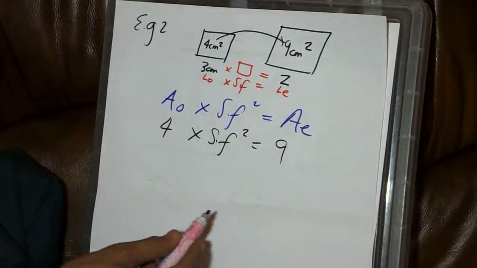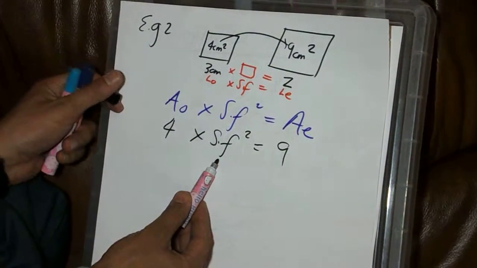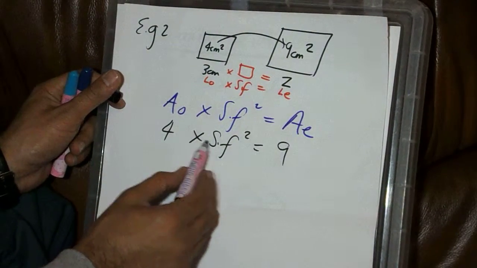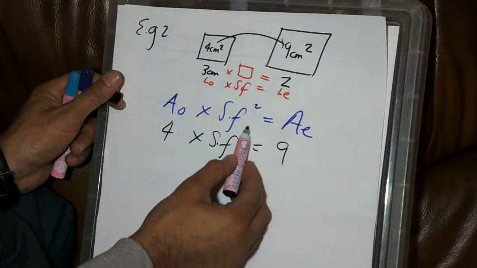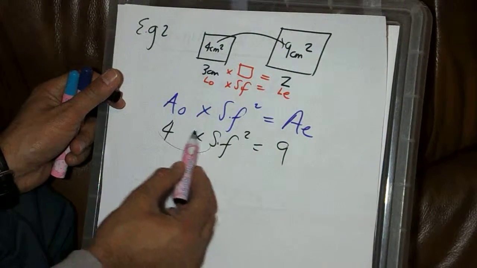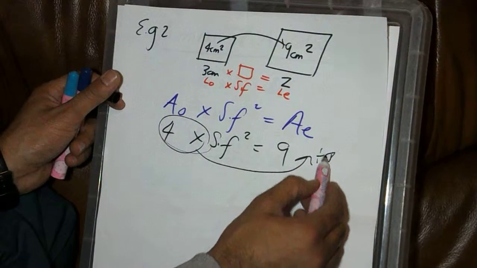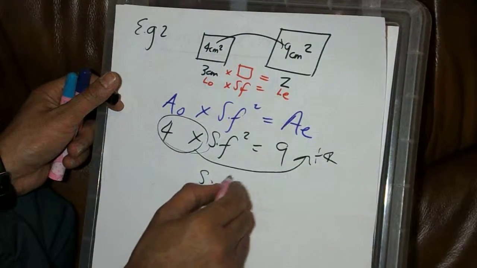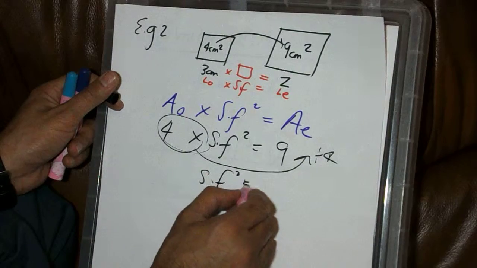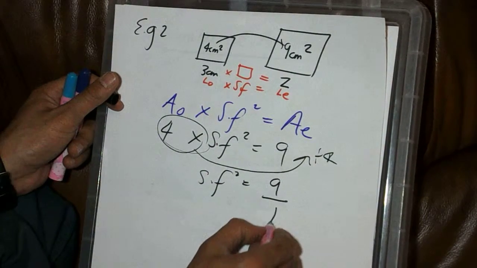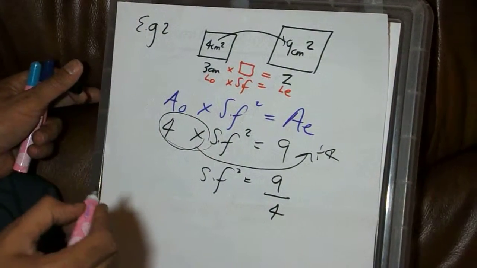Okay, now what we need to do is make the scale factor the subject. So what we do here is scale factor squared, that's your first action. Second action: we get the times by 4, we take it to the other side, and it becomes a divide by 4. So the scale factor squared is equal to 9 divided by 4.